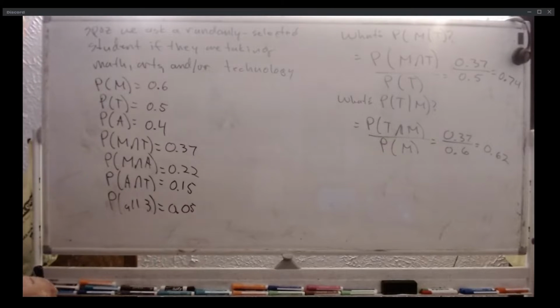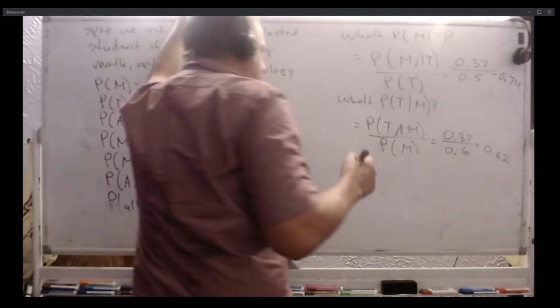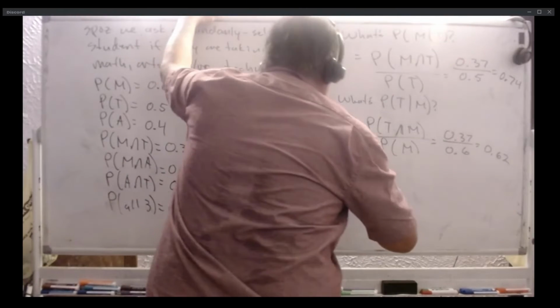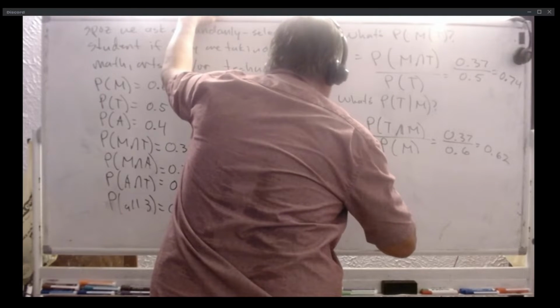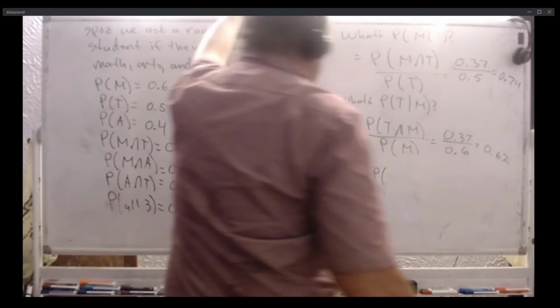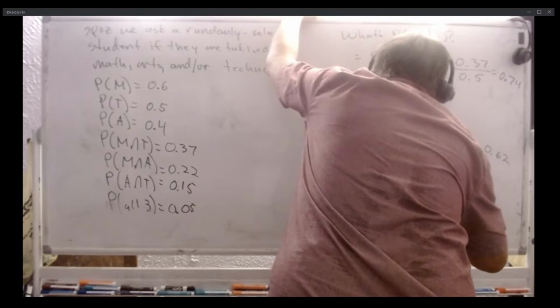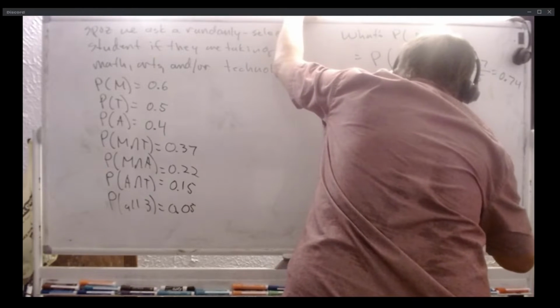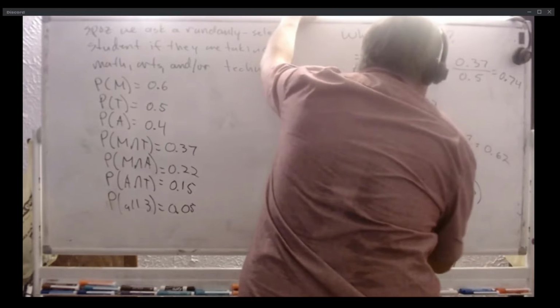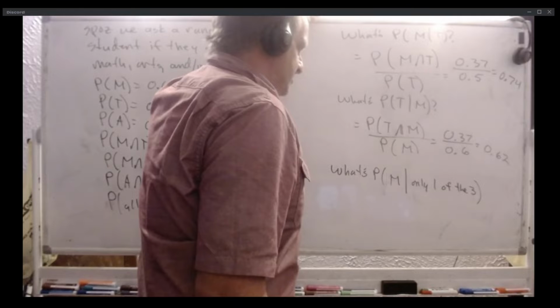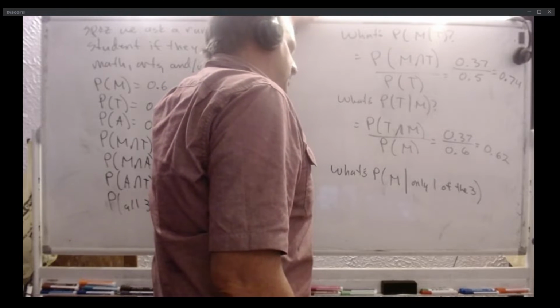Okay. So this is how conditional probability works. You should have in your notes the numbers that we need for this. What's the probability that they're taking a math course, given the fact that they're taking only one of the three? Didn't we find this given condition? Oh, but this is going to be nasty.